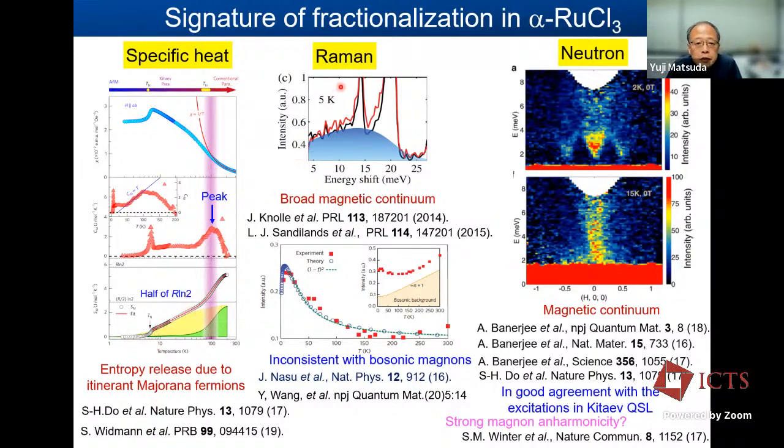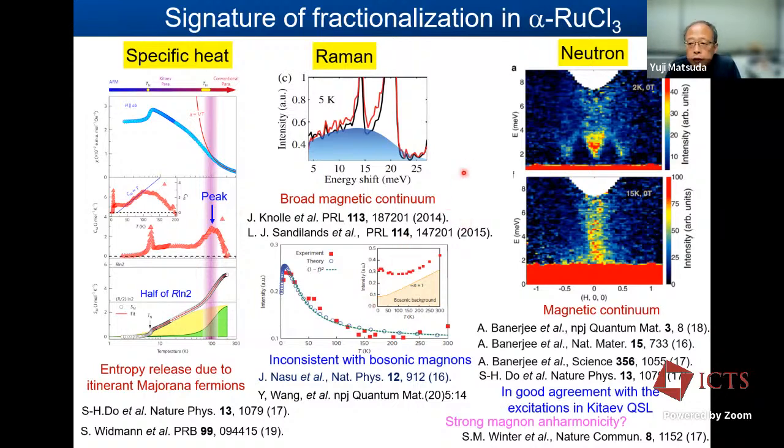The second example is Raman scattering. The Raman scattering shows a broad magnetic continuum, and the integrated Raman intensity increases with increasing temperature. So this is inconsistent with bosonic magnons, but consistent with fermions. Recently, the energy dependence of the Raman intensity was also found to be consistent with fermionic excitations.